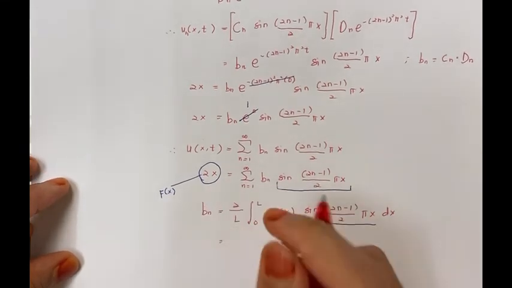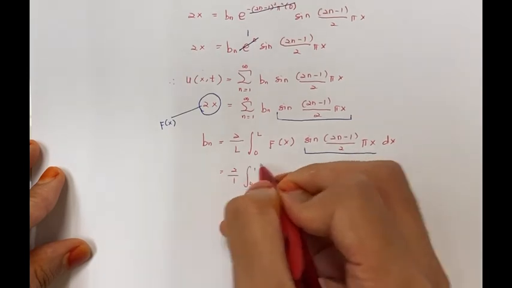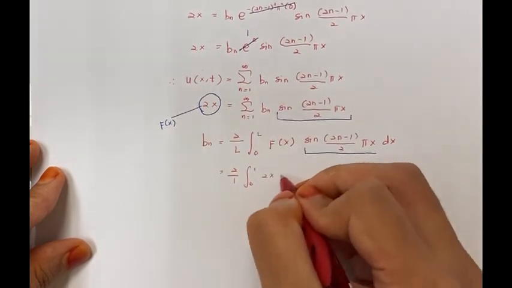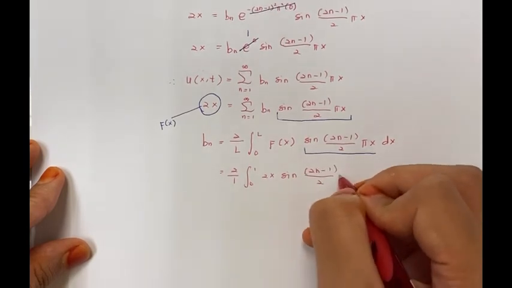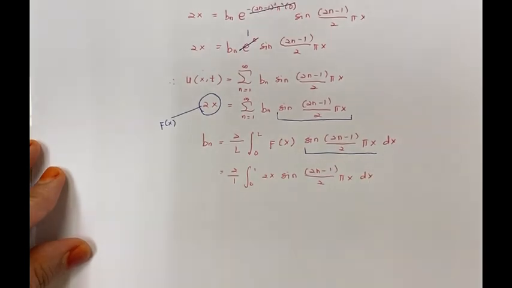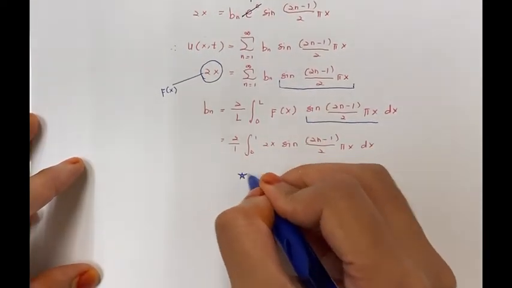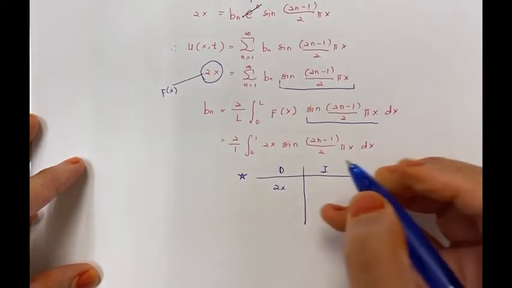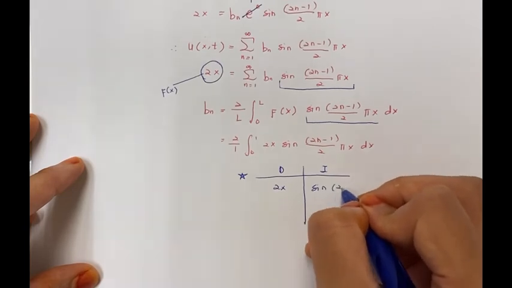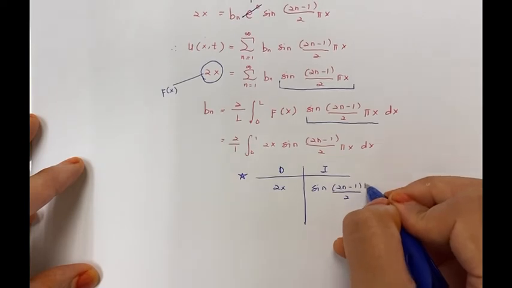You have Bn equal to 2 divided by 1, integral from 0 to 1, f(x) is 2x, sine of (2n minus 1) divided by 2, pi x dx. As usual, you will need to use the tabular method to solve for this integration. For the tabular method, differentiation and integration: 2x and sine of (2n minus 1) divided by 2 pi x.